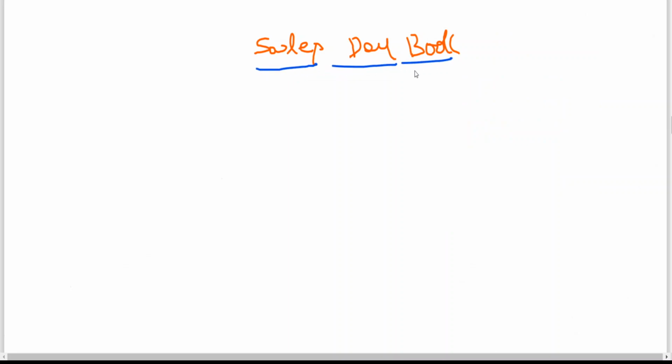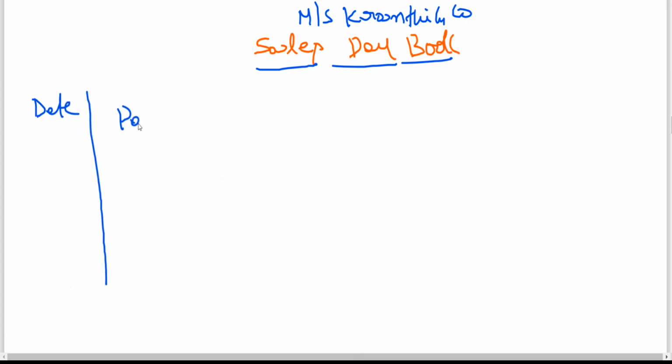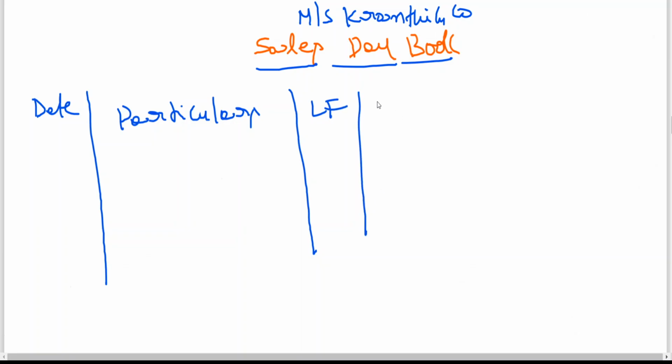Sales day book of the name of the Messrs. Kranti and Co. First column date, particulars, ledger folio, outward invoice number.